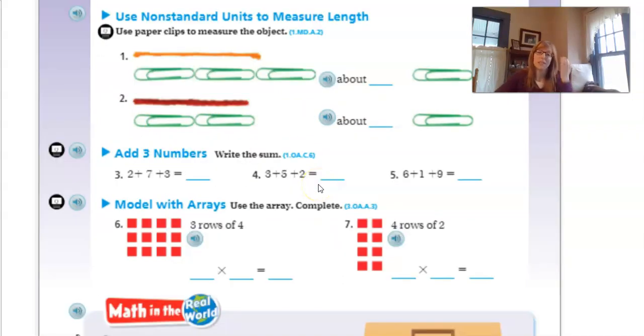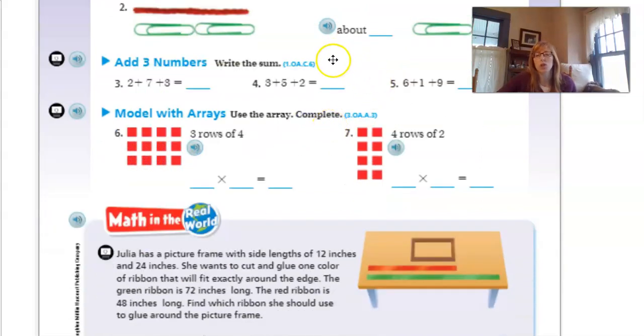All right, so it says add 3 numbers. These are so easy. So I would find the 10 first. So 7 plus 3 is 10, plus 2 is 12. I like to find groups. I group numbers together. So I see the 3 and the 2 is 5, and I know 5 plus 5 is 10. I make another 10, 9 plus 1 is 10, and then I add the 6 is 16.